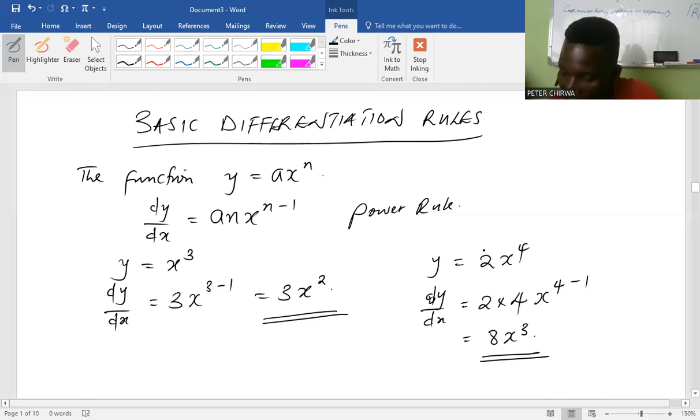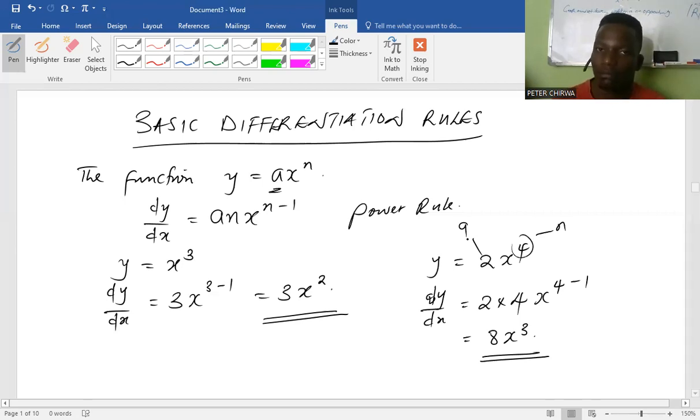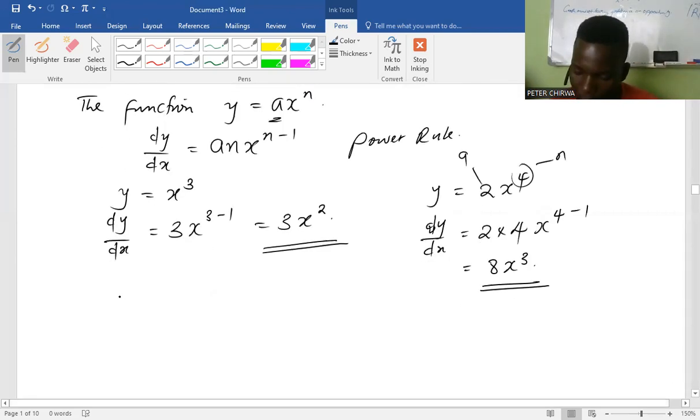Remember, the 4 here is representing n, and the 2 is representing a. So when you drop n, you get to multiply it with a. So you don't forget that one. You get to multiply it with a, and then you have differentiated.